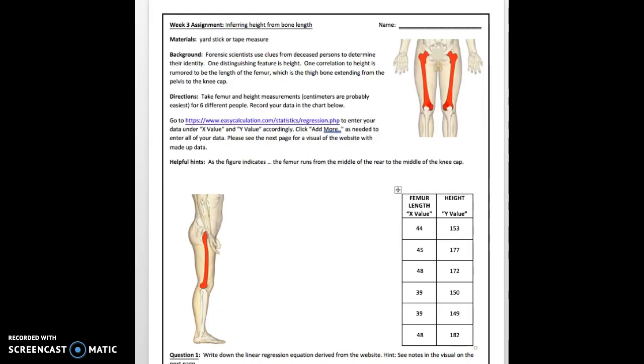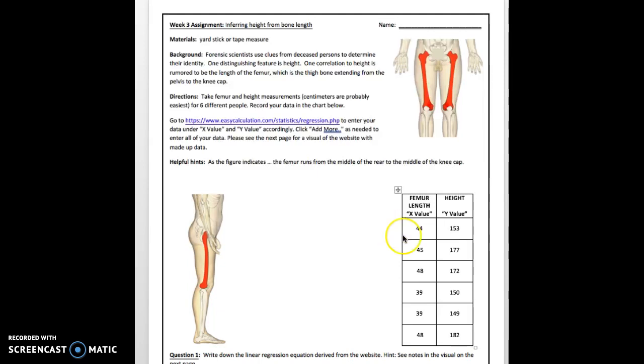So the goal is you're going to measure femurs. You need about 6 different femurs. This might be hard to do, but find your friends, your neighbors, your family members, and measure their femur lengths from their kneecap to their pelvic bone, and then measure their height. If you could do it in centimeters, that would be great.